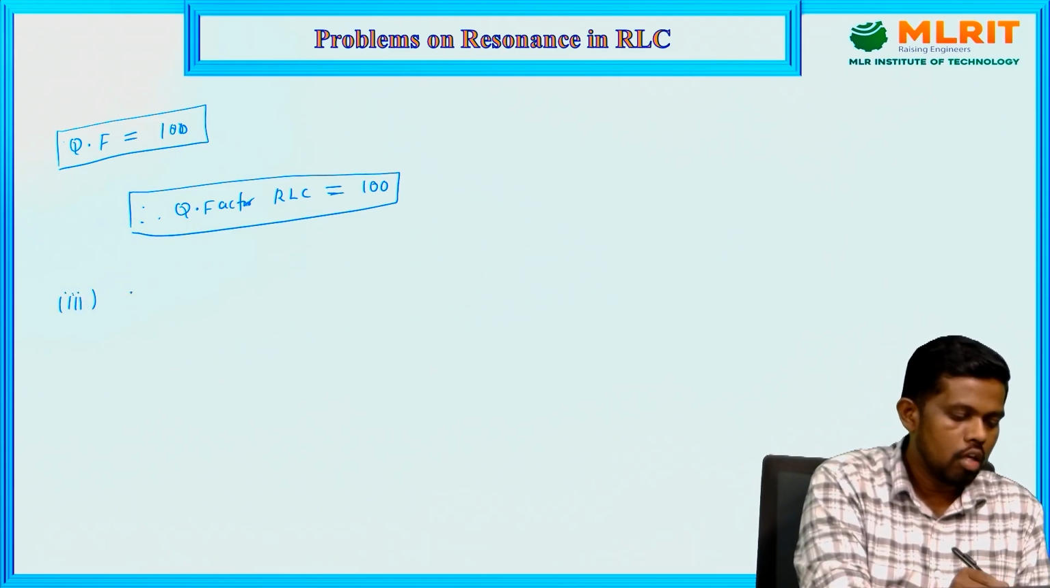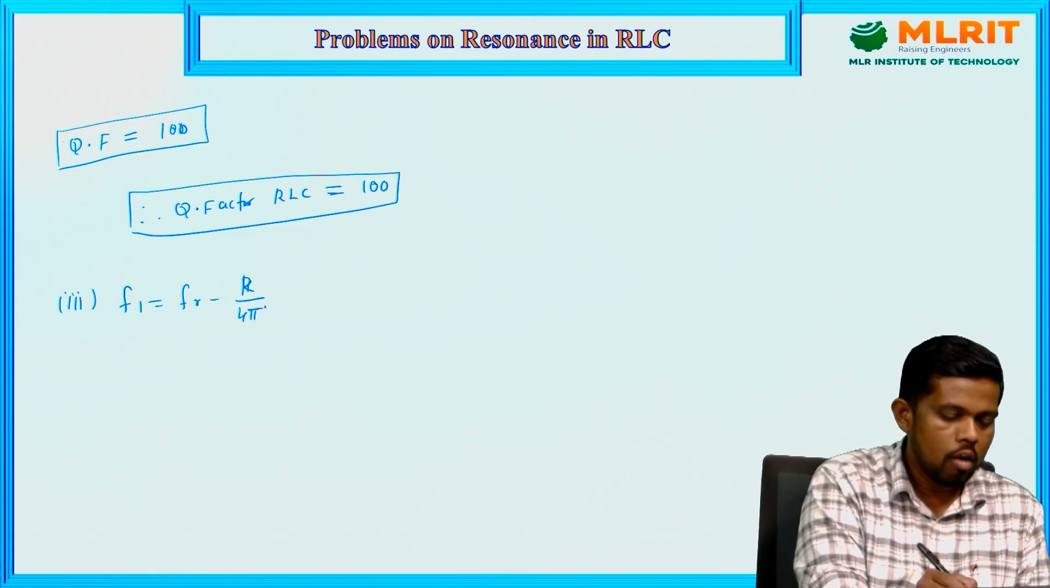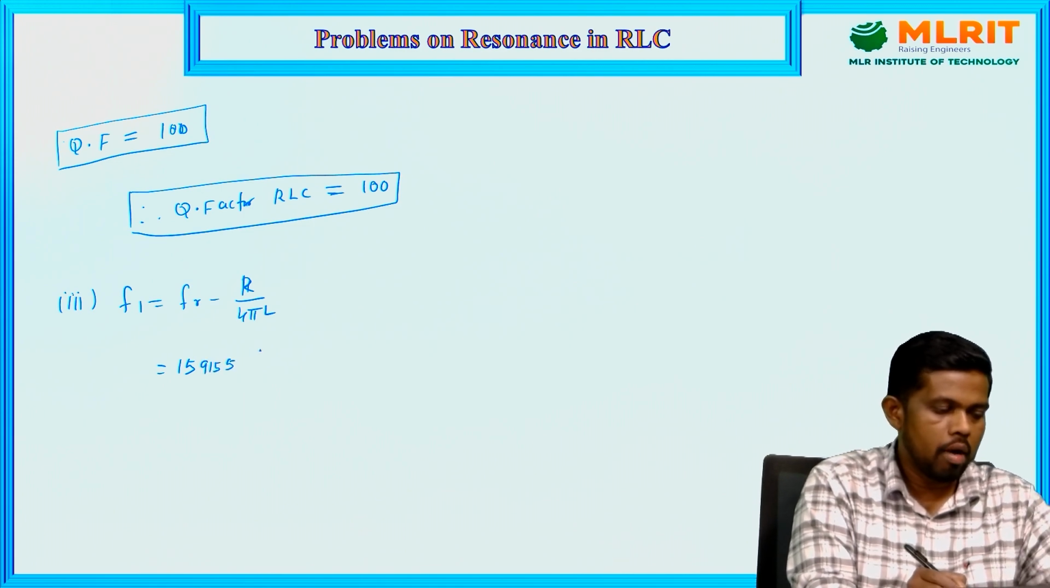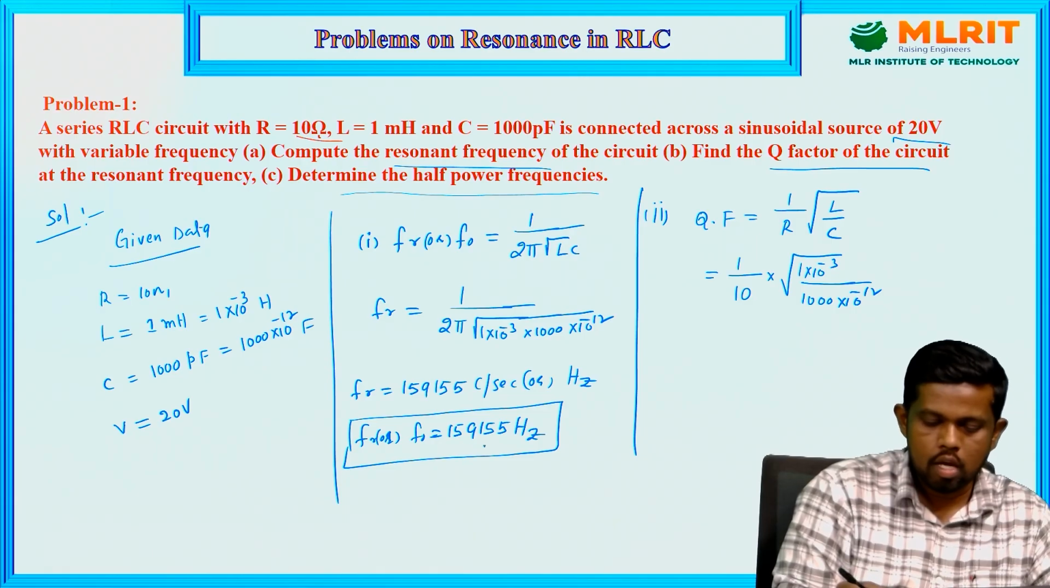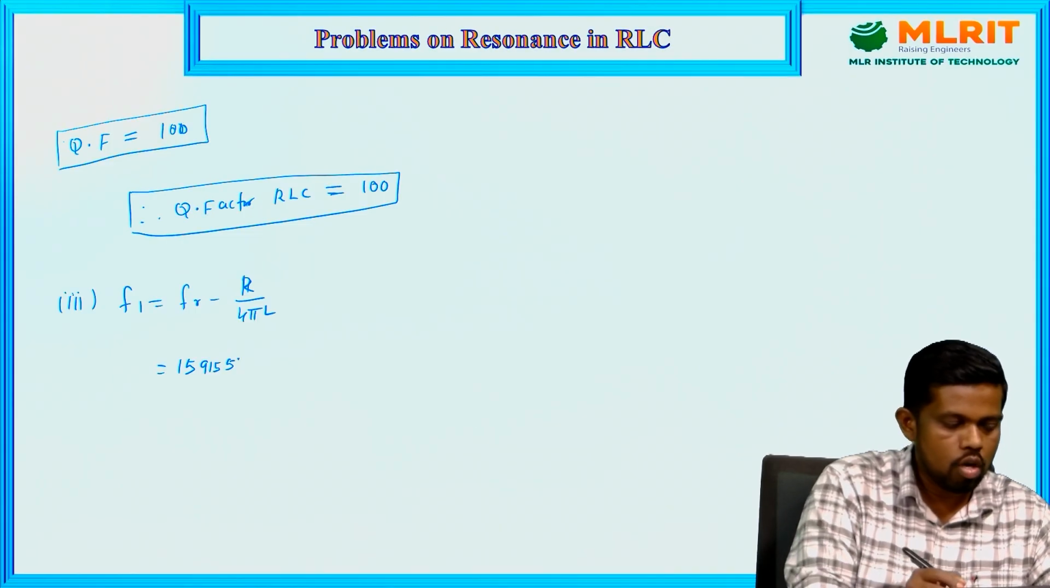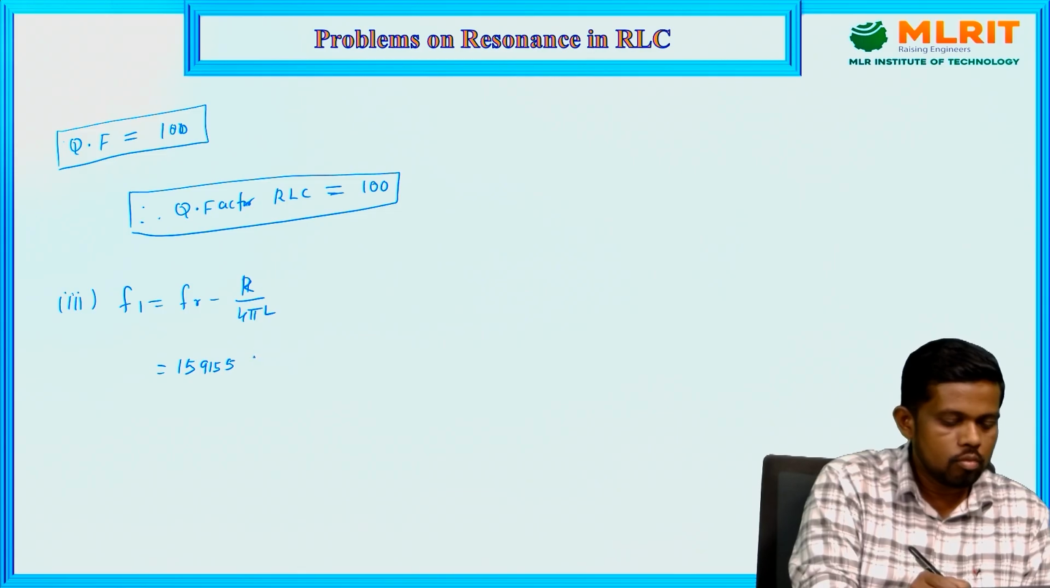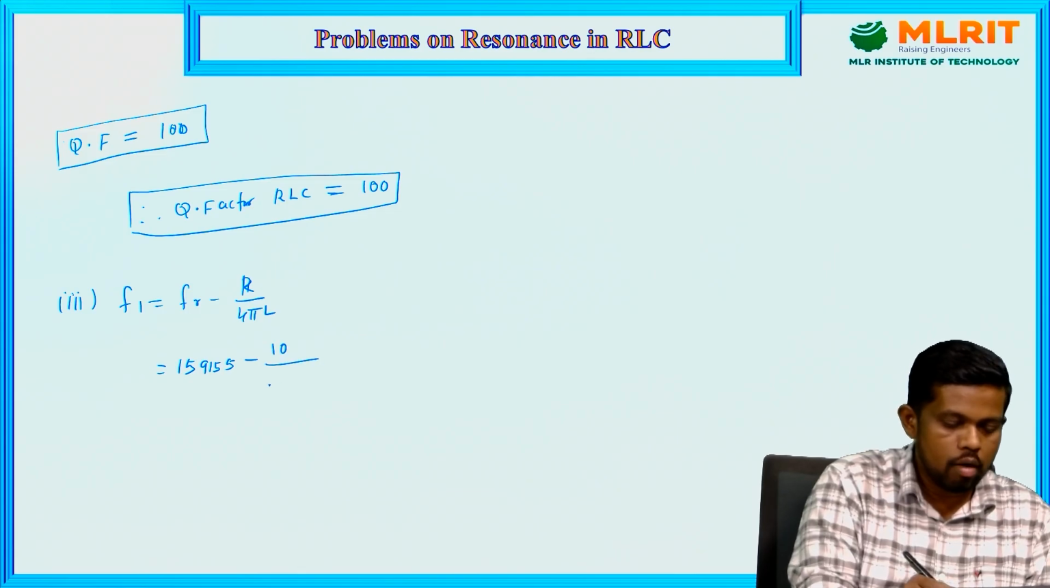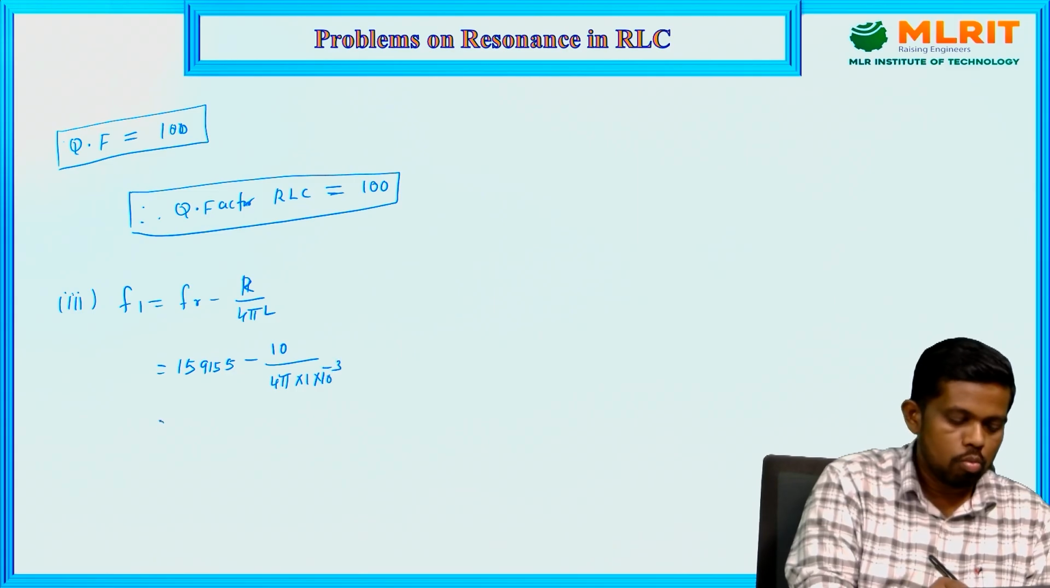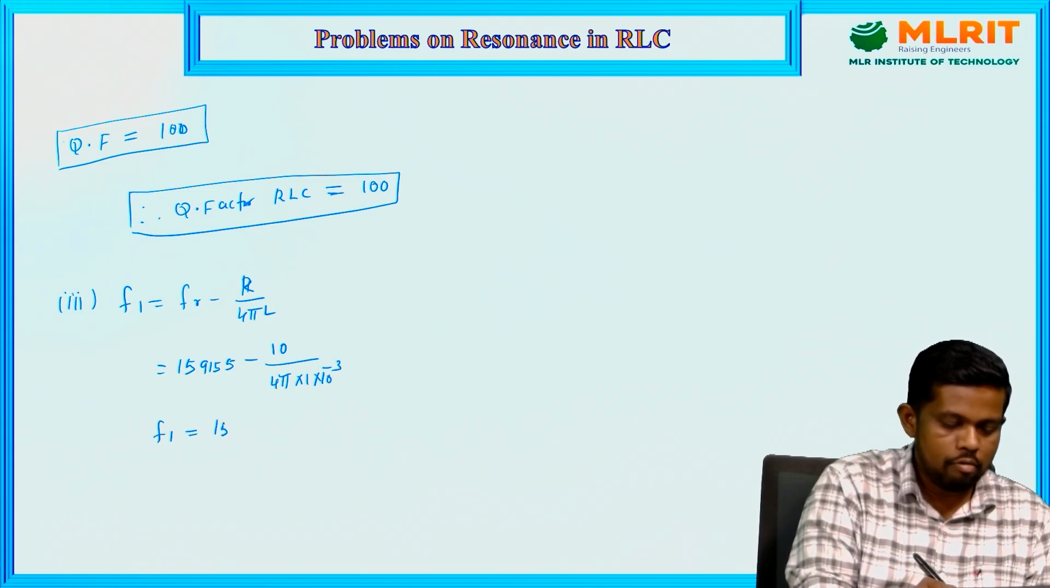For question number 3, F1 is equal to FR minus, sorry, R upon 4 pi L. So we need to substitute these values. It is 159,155, which we have just determined, minus the resistance, which is 10, divided by 4 pi into 1 into 10 power minus 3. Based on this, F1 should be equal to 1583.